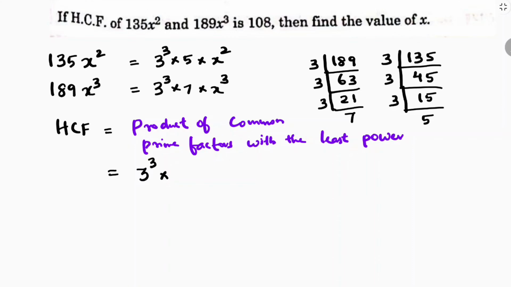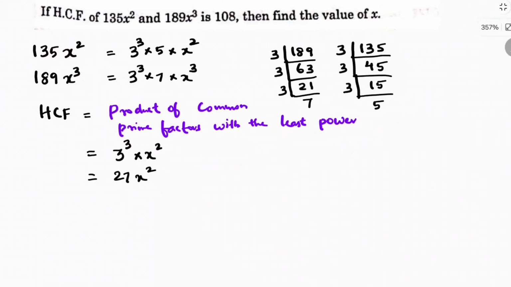5 and 7 we don't have common. 3 cube, 3 cube, so least is 3 power 3 only. And here x square, x cube, in that the least power is 2. So x square. So 27 x square is the HCF. But it is given HCF is 108.